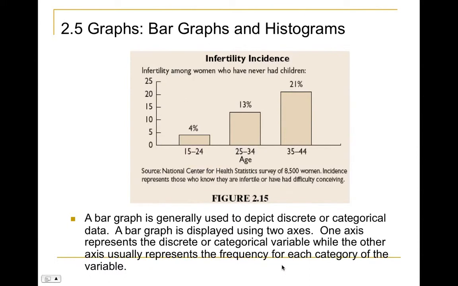Okay, so a bar graph is generally used to depict discrete or categorical data. A bar graph is displayed using two axes. One axis represents a discrete or categorical variable, while the other axis usually represents the frequency for each category of the variable. So we have here our discrete variable called age, grouped from 15 to 24, 25 to 34, 35 to 44. And on the vertical, we have the frequency, and this is in terms of percentages.